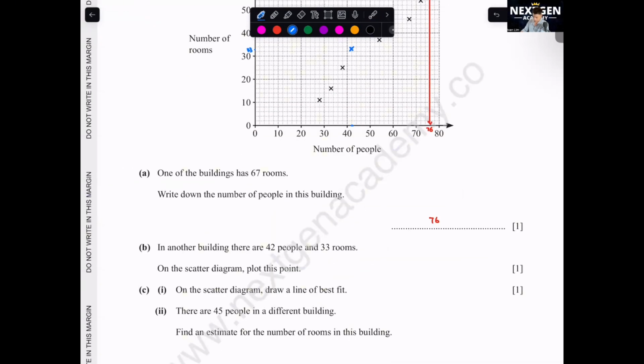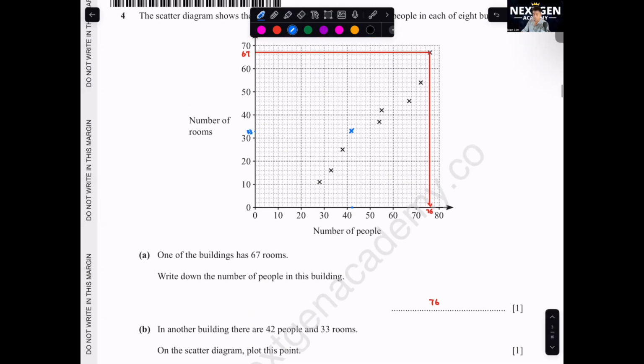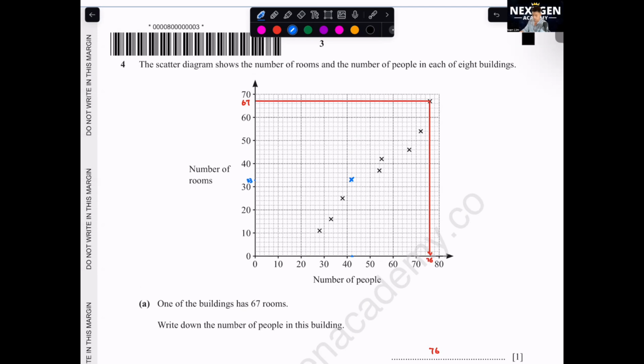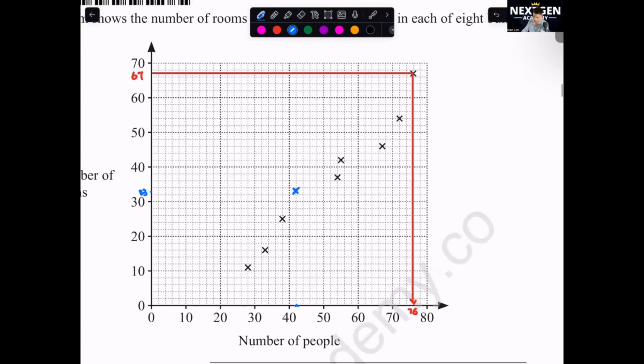Okay, the next one, question C1. On the scatter diagram, draw the line of best fit. Okay, best fit. Your best fit line and my best fit line might be a little bit different. But what is the guideline for line of best fit? Number 1, you try to intersect as many points as possible. Number 2, if you cannot intersect any points, you need to balance the top and bottom with the same amount of points.